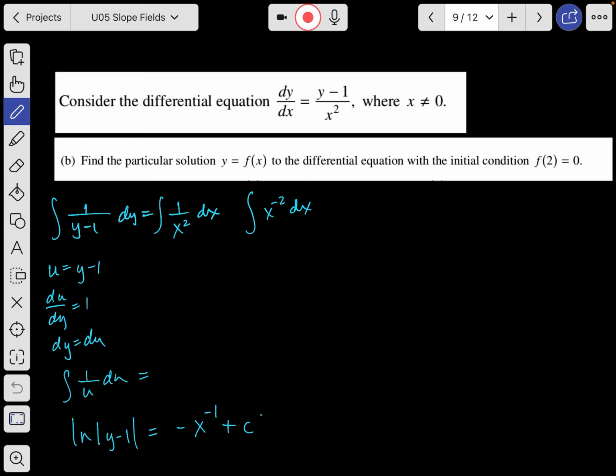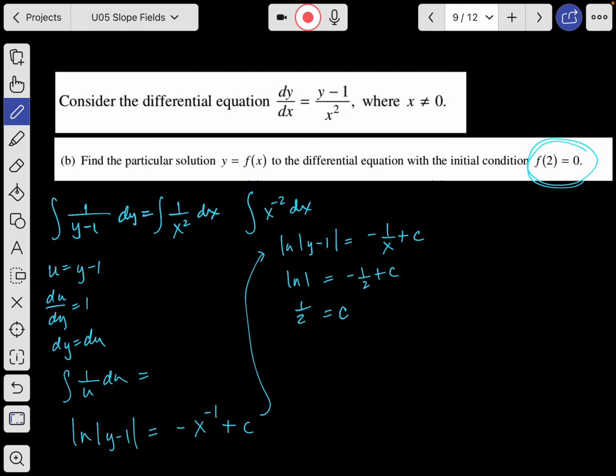So natural log of |y minus 1| is equal to -1/x plus c. If I have an initial condition of (2, 0), that means I plug in 0 for y. So I'm going to have natural log 1 is equal to -1/2 plus c. And e to the 0 is 1, so c is going to equal 1/2. I hope you're able to follow me there.